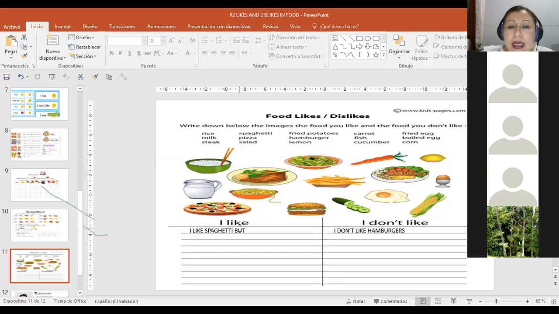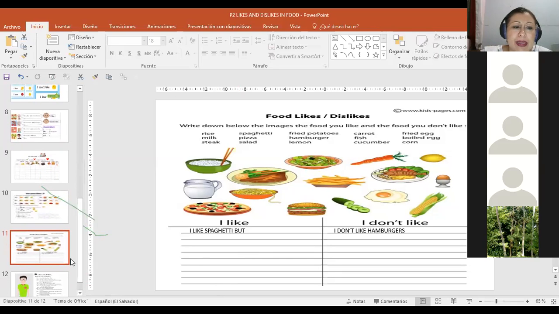For example, could you give me another? I write, I like spaghetti, but I don't like hamburgers. Me gusta el espagueti, pero no me gustan las hamburguesas. I would like to have another volunteer. Me gustaría tener otro voluntario de los que no participaron en el ejercicio de las letras que me pueda decir qué le gusta, pero qué no le gusta de lo que aparece ahí en la imagen.